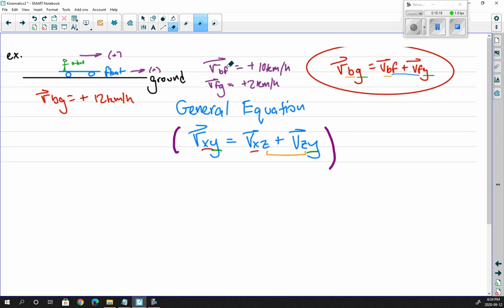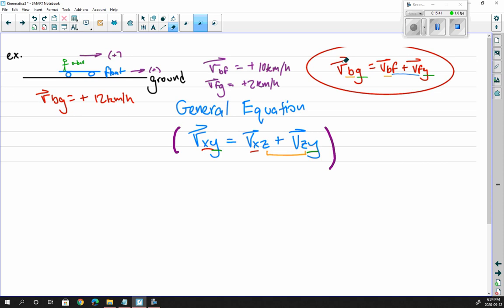Now, how fast is the float moving on the ground, the road, what have you? Well, let's say that the float is moving with respect to the ground at 2 kilometers per hour. So you would use this general equation, it's just a different version of it. X first, Y last, and we need a common reference frame to link them.